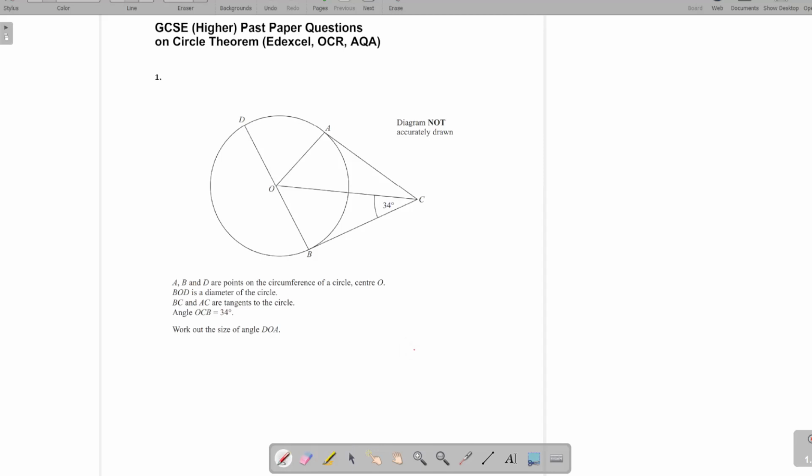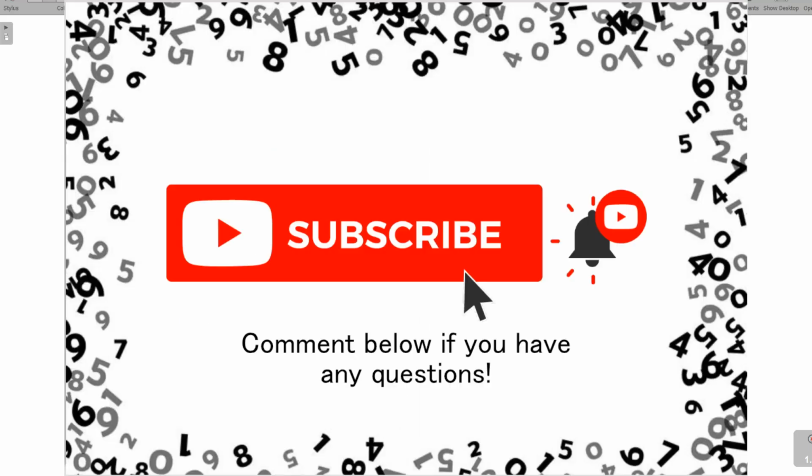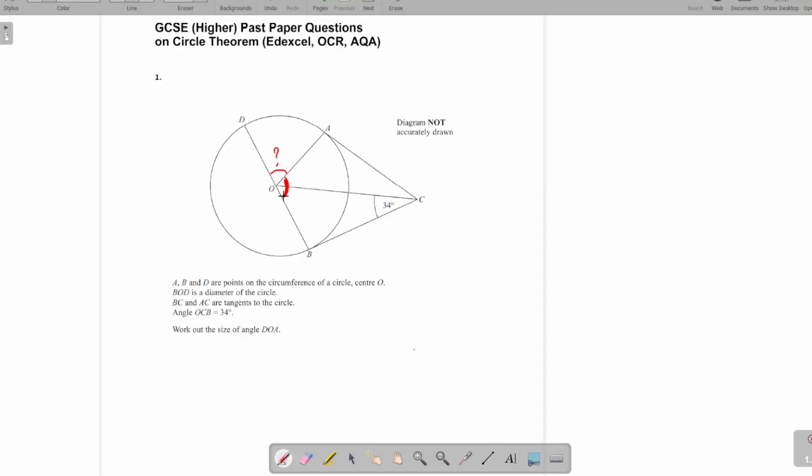So DOA is this. This is what we are going to work out. To work out that, we need to work out this angle. Before we start to do anything, we just mark all the information that is given. BC and AC are tangents to the circle. These are equal because tangents drawn from a point to the circle are always equal. This is a radius, this is a radius, they are equal. Tangent meets the radius at 90.